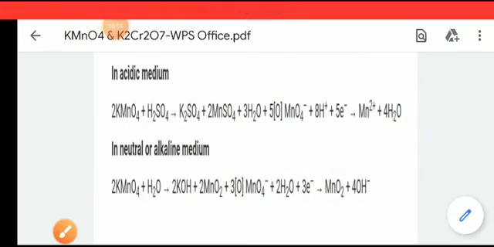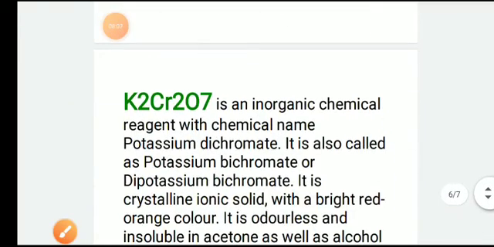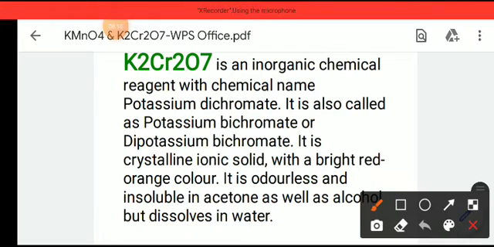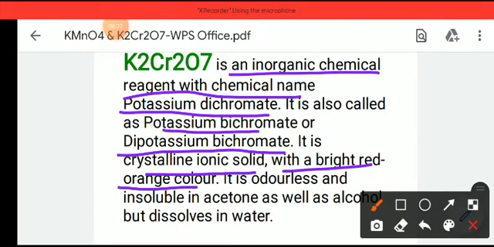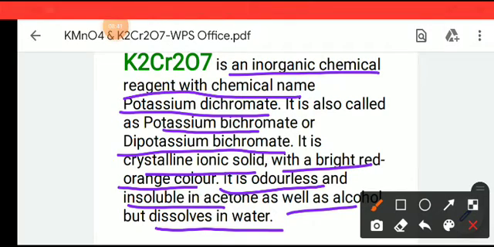Okay. So let's move to the next topic, that is K2Cr2O7. As you can see from the slide, K2Cr2O7 is an inorganic chemical reagent with the chemical name potassium dichromate. It is also called potassium bichromate. It is a crystalline ionic solid like KMnO4, with a bright red-orange color, but in the case of KMnO4 it is slightly violet. KMnO4 is dissolved in water, but it is insoluble in acetone as well as alcohol.